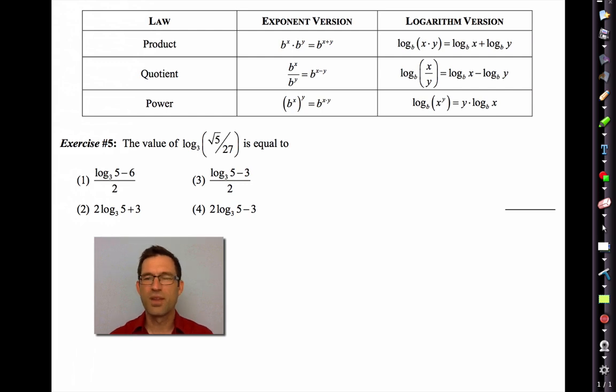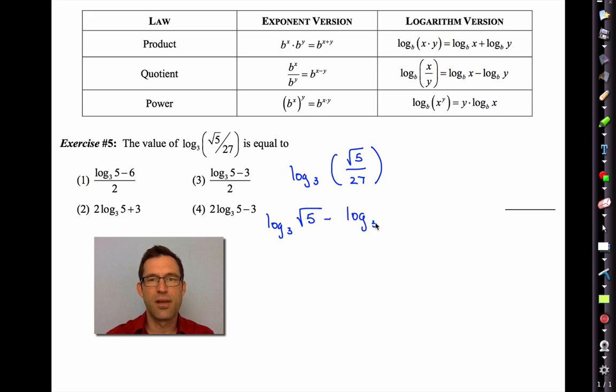All right, no time like the present. Again, similar to the last few problems we did, the overriding structure of this problem is that of a quotient, and we can break that up into a subtraction. Okay, now this thing I can do something with. Log base 3 of 27 is 3, right? Because 3 to the third is 27.